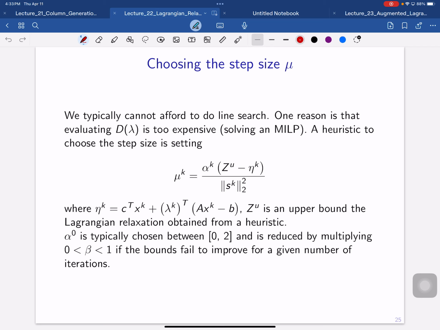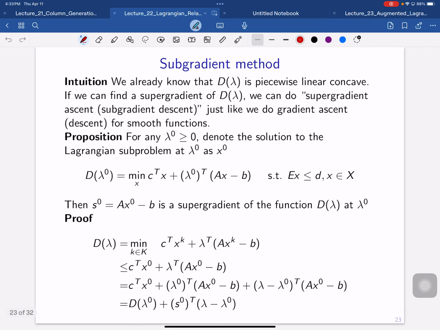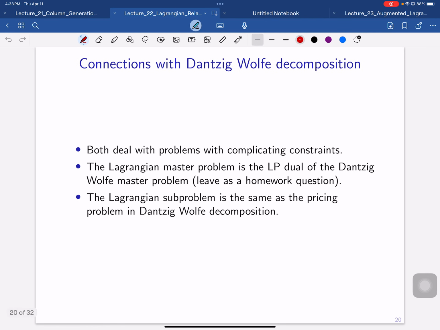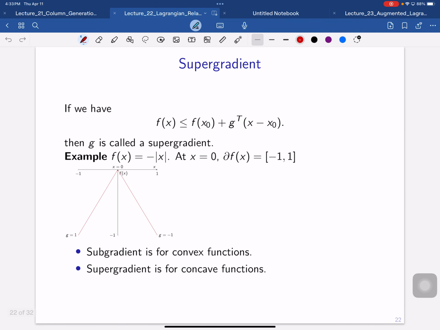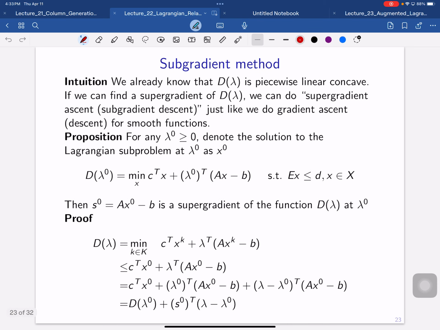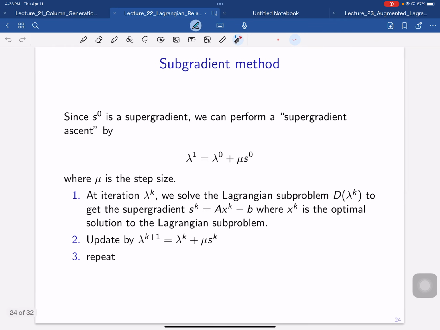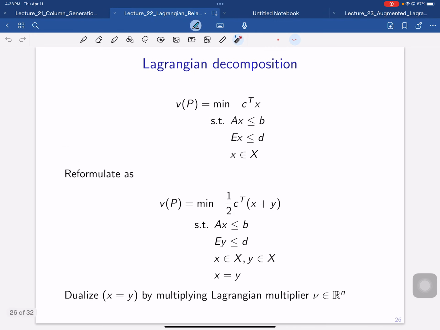So the second method we talk about is the so-called subgradient method. The idea of the subgradient, we showed the definition of the subgradient. The idea is basically very similar to gradient descent or gradient ascent. Here you are doing a subgradient descent, right? And we show that at any given point lambda naught, Ax naught minus b is a subgradient. Okay, so that's what we want to talk about for Lagrangian relaxation. Yeah. So then we will talk about something called Lagrangian decomposition.